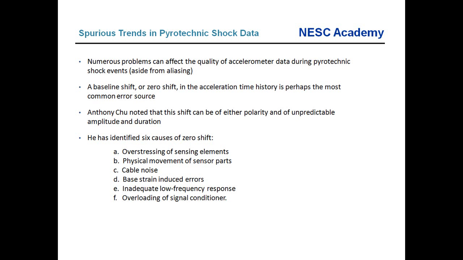sorts. And there was an engineer by the name of Anthony Chu, and he noted that the zero shift can be of either polarity and of unpredictable amplitude and duration. And he identified six potential causes of zero shift, and this is more particularly for piezoelectric accelerometers. Overstressing of the sensing element, physical movement of the sensor parts, cable noise, base strain induced errors, inadequate low frequency response, and overloading of signal conditioner.